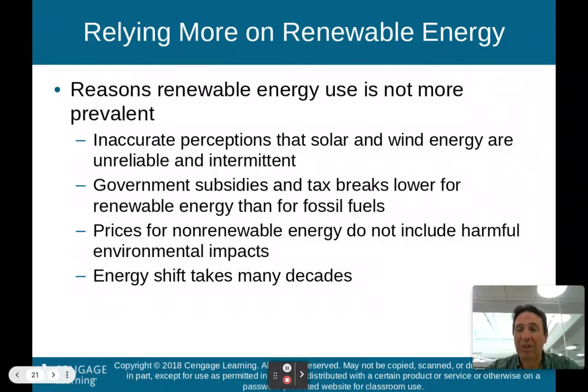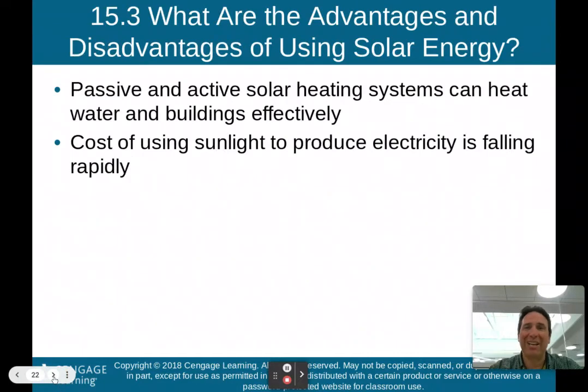If gasoline was $12 a gallon, I would guarantee that most of us would be driving hybrid cars at this point, right? Not the case. And so many of us aren't driving those hybrid cars as of yet. And of course, any shift in energy is going to take many decades, but that's why we really need to start now. And again, we are starting now. It's just taking a slow time.